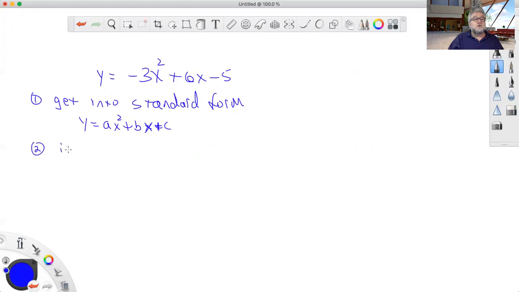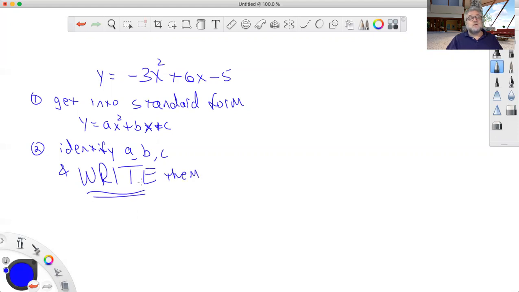Step 2, identify A, B, and C and write them. People don't do this. They don't want to write. They think, oh, I don't have to do that. Well, people make mistakes because they didn't write them down. I'm telling you, write them down and you won't make a mistake. A equals minus 3. There's a negative sign you could easily miss. B equals 6. C equals minus 5.